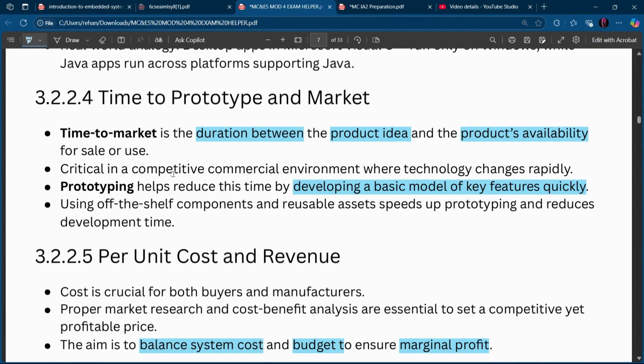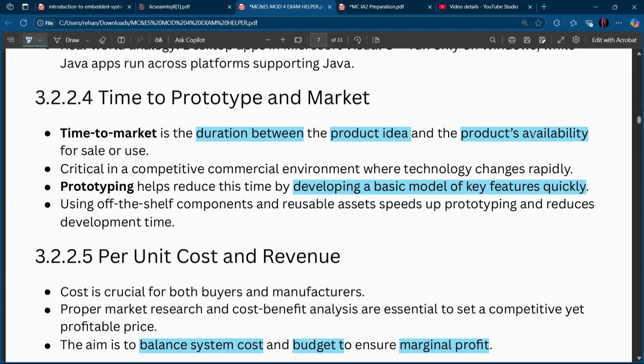Time to prototype and market: what is the time duration between prototyping and marketing? It's the duration between the product idea and the product's availability. When did you start developing the idea for the product, and when was the product available in the market? You understand, right?